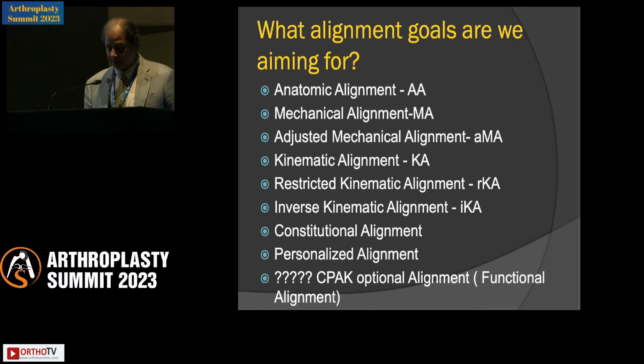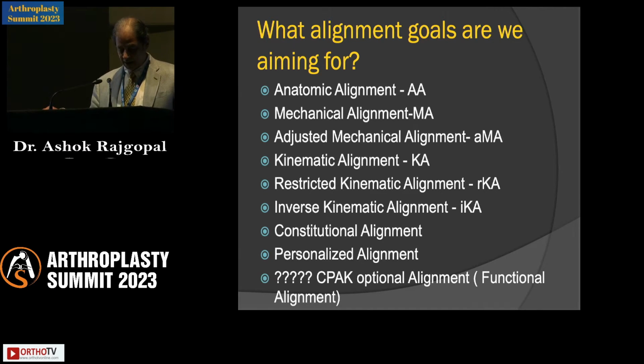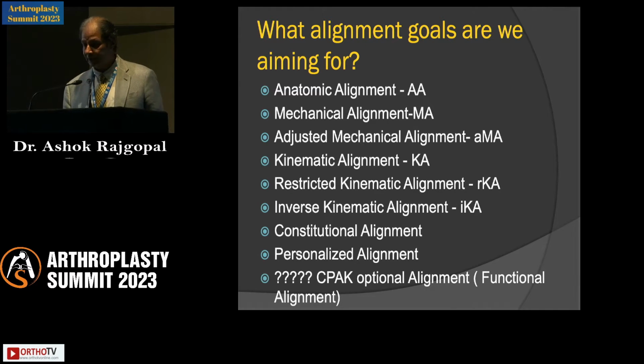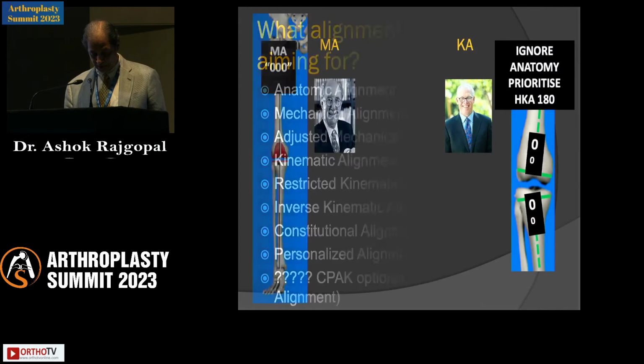So what alignment goals are we aiming for? Look at the options: anatomic, mechanical, adjusted mechanical, kinematic, restricted, inverse kinematic, constitutional, personalized, and CPAC, and 9 of the CPAC. I did not have enough room on that slide to put all 9 there. I would have needed an extension of the slide, and unfortunately, PowerPoint did not permit me to do that.